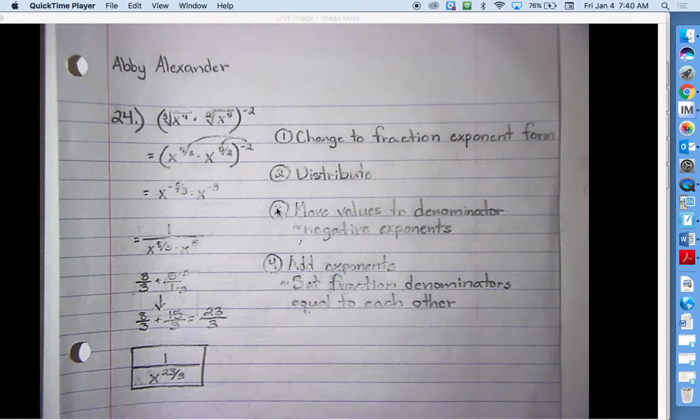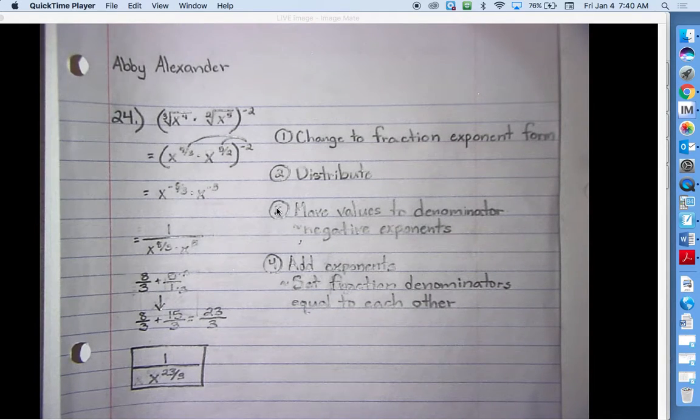So number 24 was the cube root of x to the fourth times square root of x to the fifth, and it's all multiplied by negative 2. First you have to change the fraction to exponent form, and then you have x to the 4 over 3 times x to the 5 over 2, and then this is all multiplied by the exponent of negative 2.